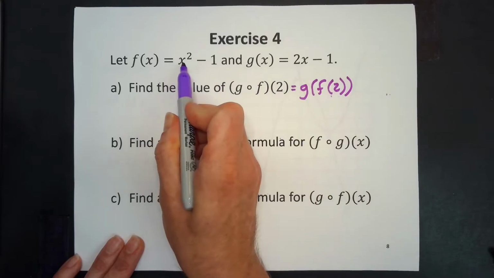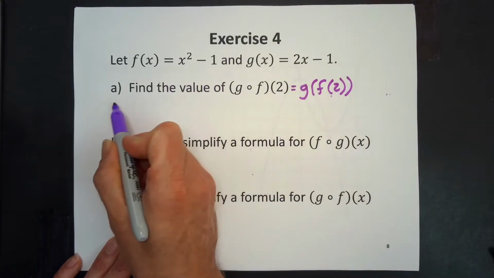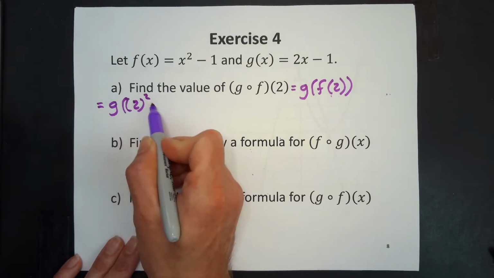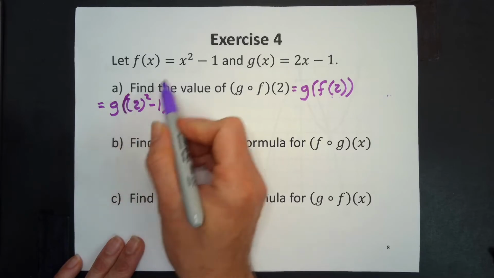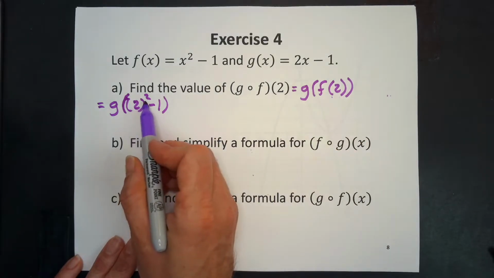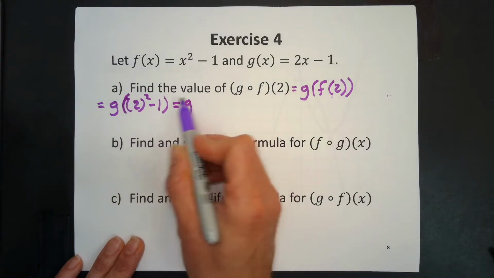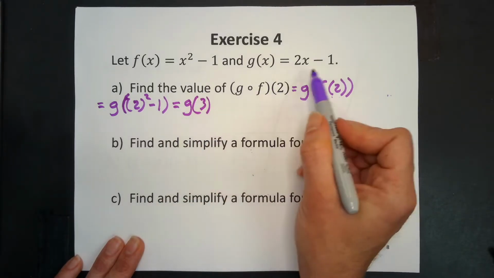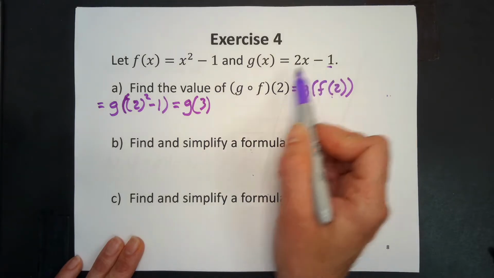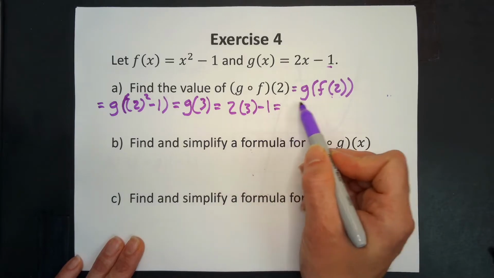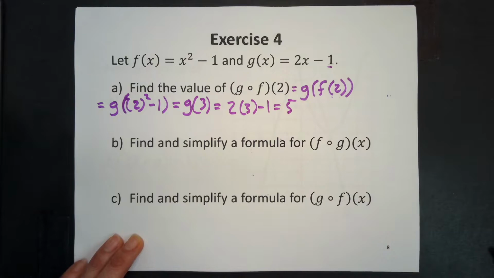So what does f do? F squares a number and subtracts 1 from it. So I'm going to say this is equal to g of, and it's going to square that 2 and subtract 1 from it. So I replace the f of 2 with 2 squared minus 1, which would give us g of 2 squared is 4, minus 1 is 3. So g of 3. Well, what does g do? It doubles it and subtracts 1. So I'm going to say 2 times 3 minus 1. This is going to be 6 minus 1, which is 5. So our answer for that is 5.